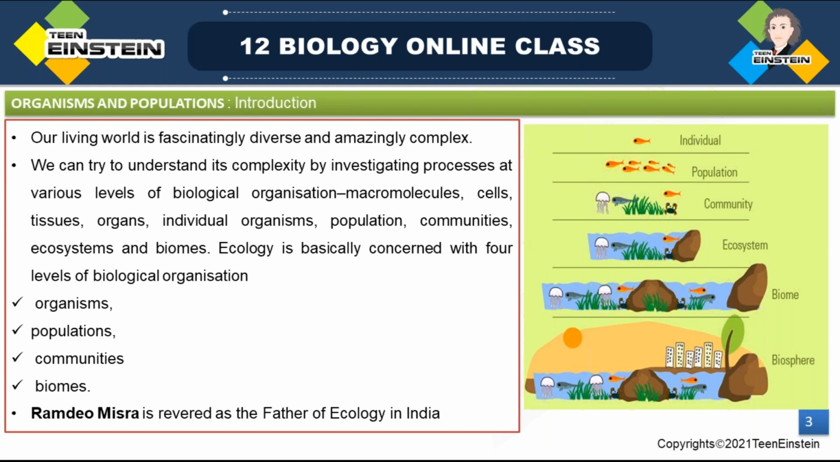So there are basically 4 levels of biological organization: organism, population, community, and biome. Right? Then Ramdev Mishra is considered the father of ecology in India. Note down this name. He is the father of ecology in India. Then there are 2 branches of ecology. First one is autoecology.